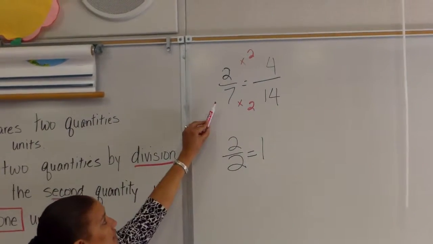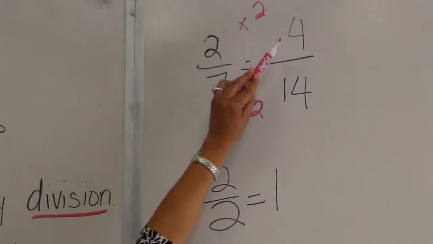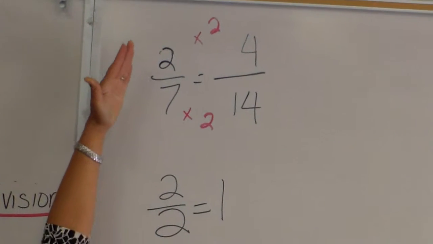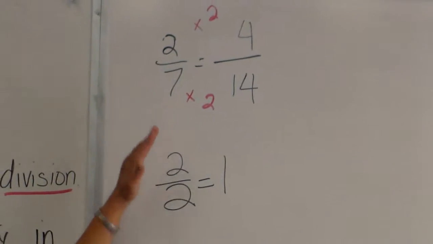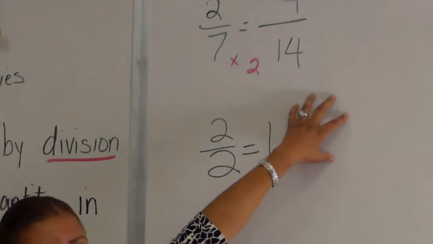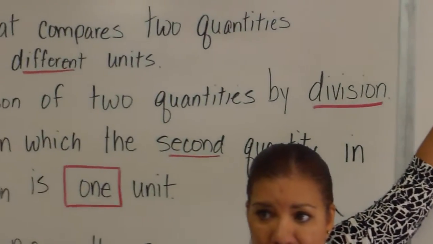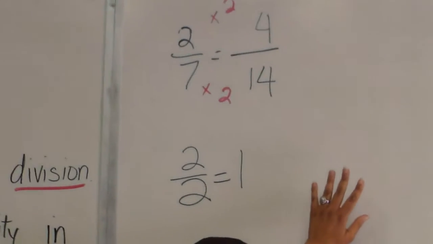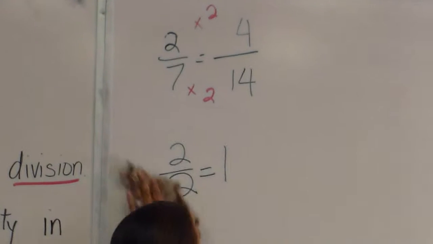Good question. So 7 times 2 equals 14. 2 times 2 equals 4. So I'm really multiplying the terms of the top and the terms of the bottom times 2 over 2, or 1. So the equivalent ratio of 2 to 7 is equivalent to 4 over 14. It's okay? Good question. Let's do another one.